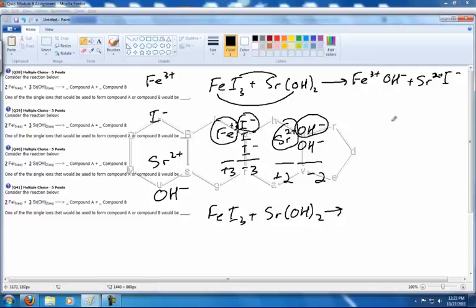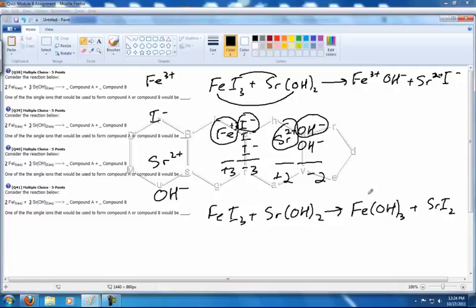So the Fe3+ and the OH-, the question I'm asking myself is, how many of these do I need to balance out the 3+? I'm going to need 3 OHs to manage that, so it'll be Fe(OH)3. And over here I've got Sr2+ and I-, so I hope you can see we need 2 I- to balance out the 2+ on the Sr. So that's going to now be SrI2.